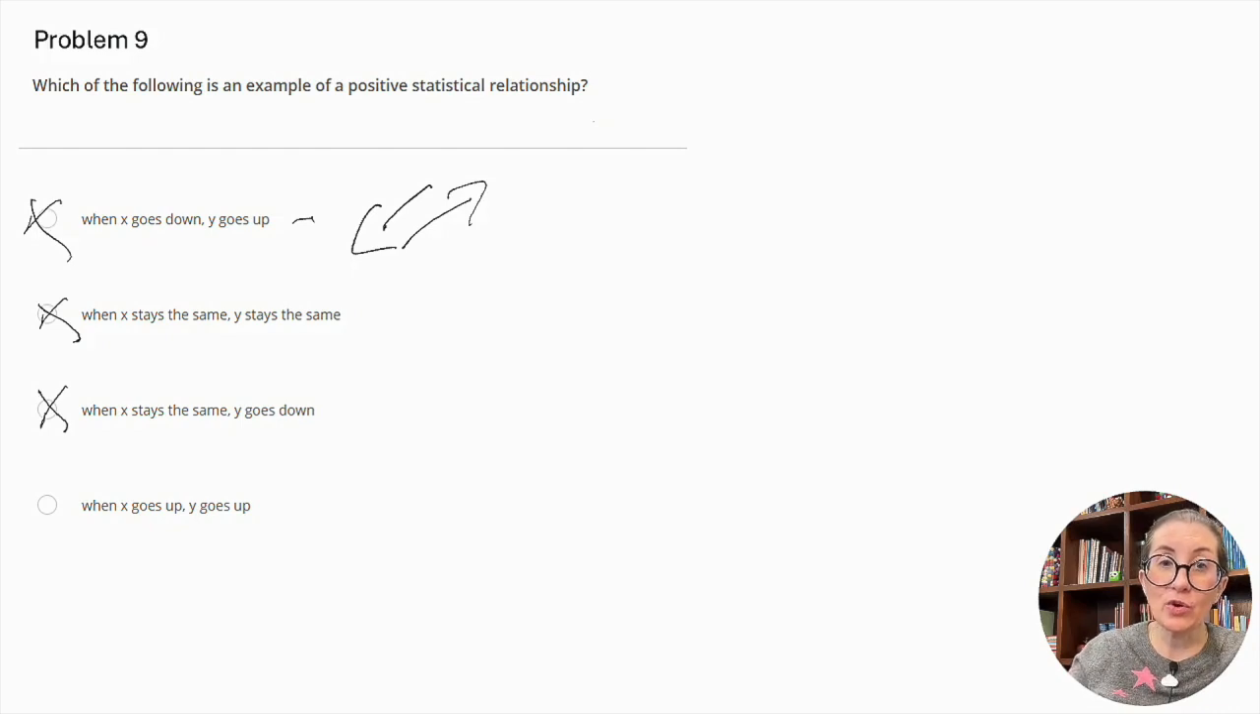Lastly, when x goes up, y goes up. This is the correct example of a positive statistical relationship. As x increases, y increases as well, demonstrating that the variables are directly related and move together in the same direction. Therefore, the correct answer is the option where x goes up, y goes up, as it accurately reflects a positive statistical relationship between the variables x and y.